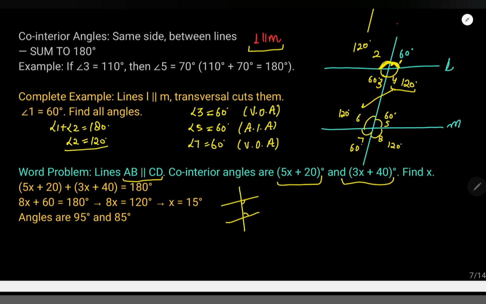And I told you that the sum of two co-interior angles is 180 degrees, right? So the sum of this and this is what? 180 degrees, right? So when I added them, I will add x term with x term. 5x with 3x is 8x. 20 with 40 is 60, equal to 180 degrees, and then I solved this equation and I got x is 15, right? I hope you are getting these things. These are not that hard, but you need to practice.